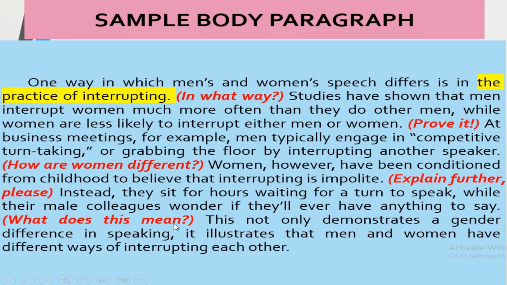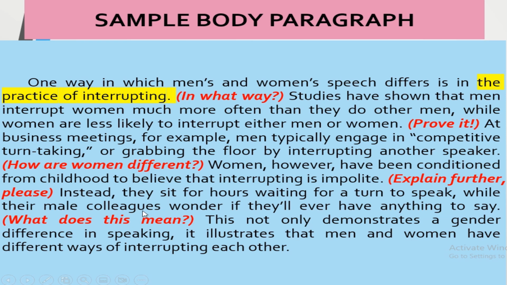So you need to further explain the explanation, and don't simply feel satisfied when you have mentioned a sentence. You must remember that the reader will have questions on whether they are happy with what they are reading. So continue in your supporting details by stating that this not only demonstrates a gender difference in speaking to differentiate between men and women, as it illustrates that men and women have different ways of interrupting each other. So in other words, you wrap up this particular paragraph with what you have mentioned earlier.